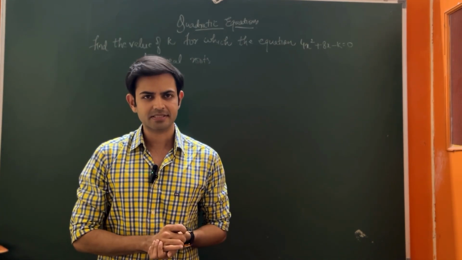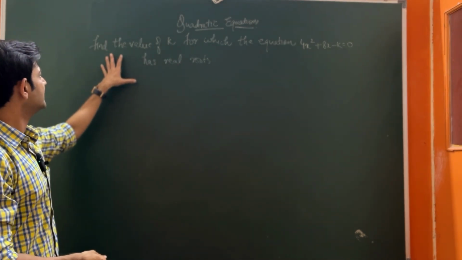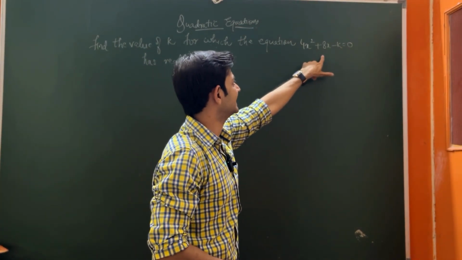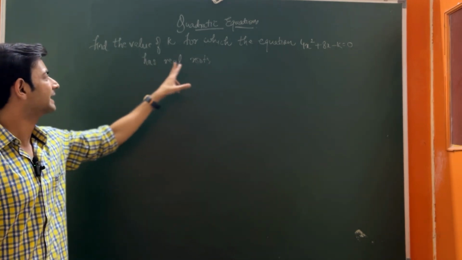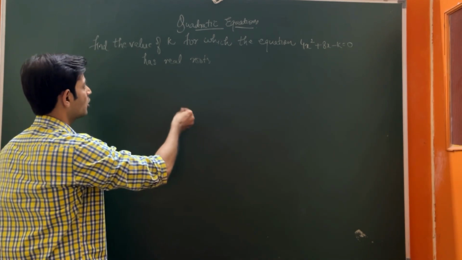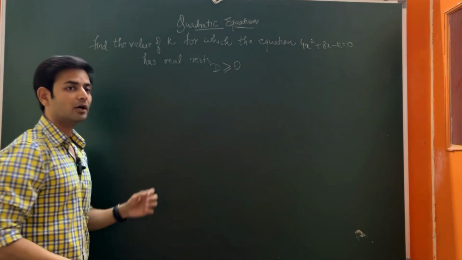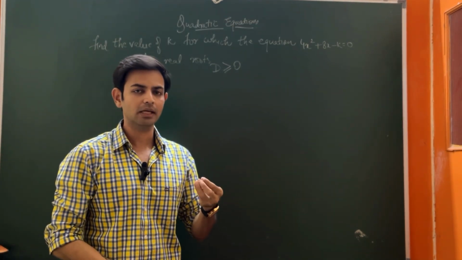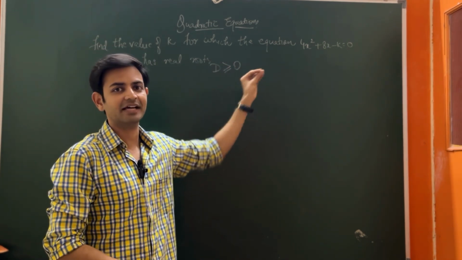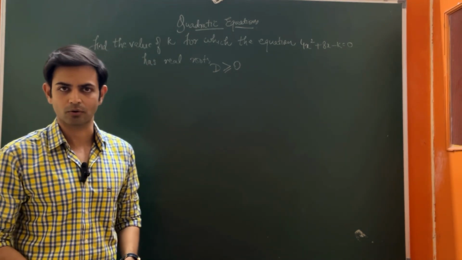Now let us take a question to understand this concept better. This is a very important concept for your board exams. The question is, find the value of k for which the equation 4x square plus 8x minus k equal to 0 has real roots. Now it is just mentioned here real roots. So we will go for the case of D is more than or equal to 0, because if it is more than 0, it is real and unequal. If it is equal to 0, it is real and equal. Here we have not been specified if it is equal or unequal. So we will take the case of D is more than or equal to 0.